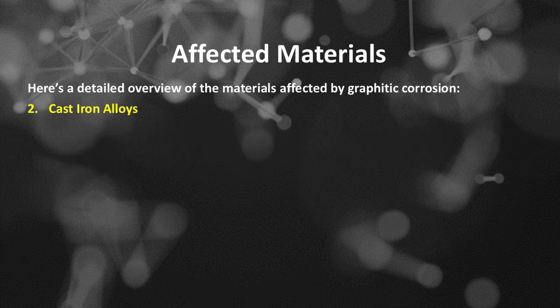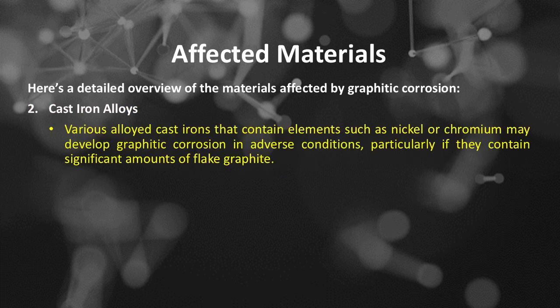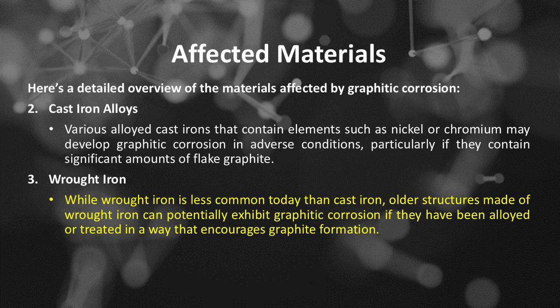Number 2 is cast iron alloys. Various alloyed cast irons that contain elements such as nickel or chromium may develop graphitic corrosion in adverse conditions, particularly if they contain significant amounts of flake graphite. Number 3 is wrought iron. While wrought iron is less common today than cast iron, older structures made of wrought iron can potentially exhibit graphitic corrosion if they have been alloyed or treated in a way that encourages graphite formation.